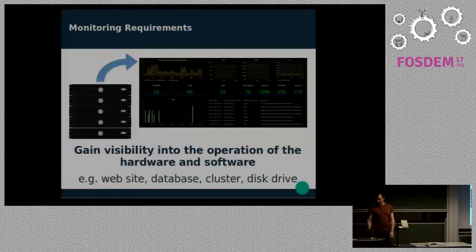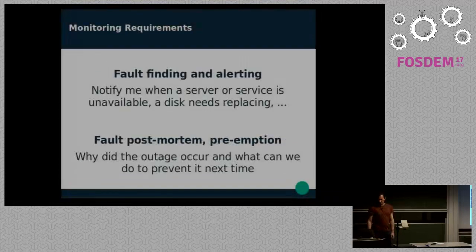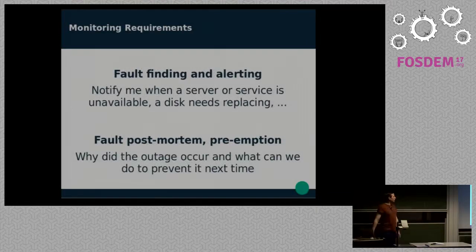Generally this tends to be quite different for everyone. Everyone has their own idea of what they want from a system. There are a few things that we think are quite important. Fault finding and alerting: you need to be told when something breaks, when something goes down, when you need to replace a disk. Fault post-mortem and preemption: once something's gone wrong, you want to prevent that from happening again. Ideally you want as much information as you possibly can about everything that was going on around the fault, so you can work out what caused it and make sure it doesn't happen next time.